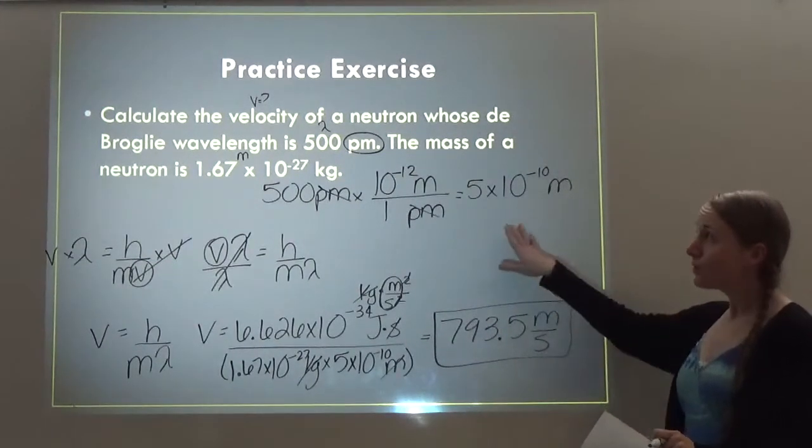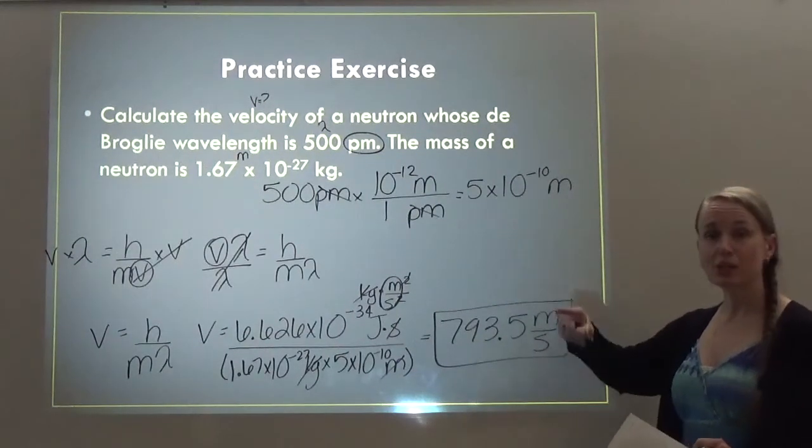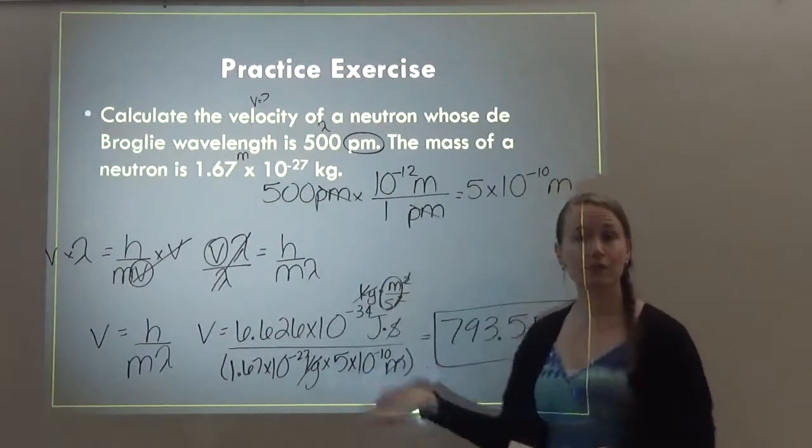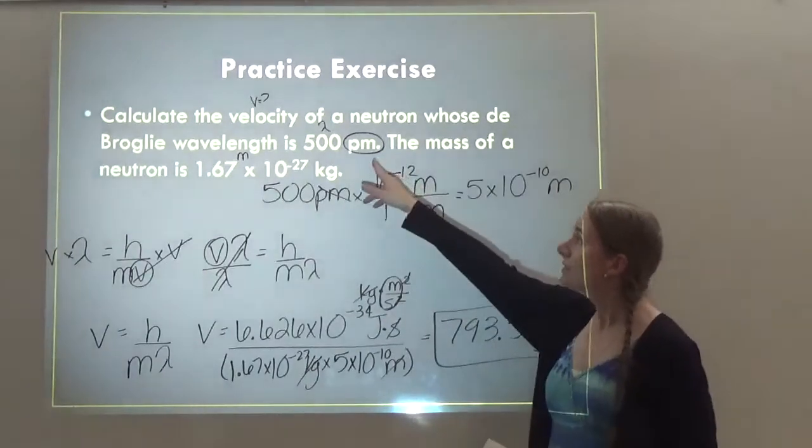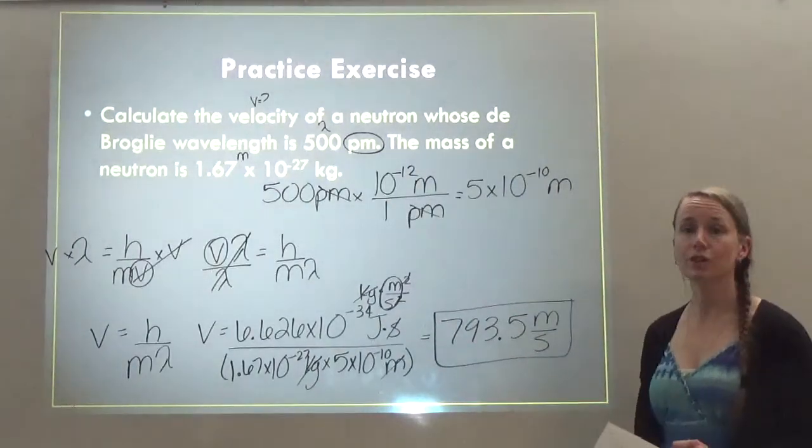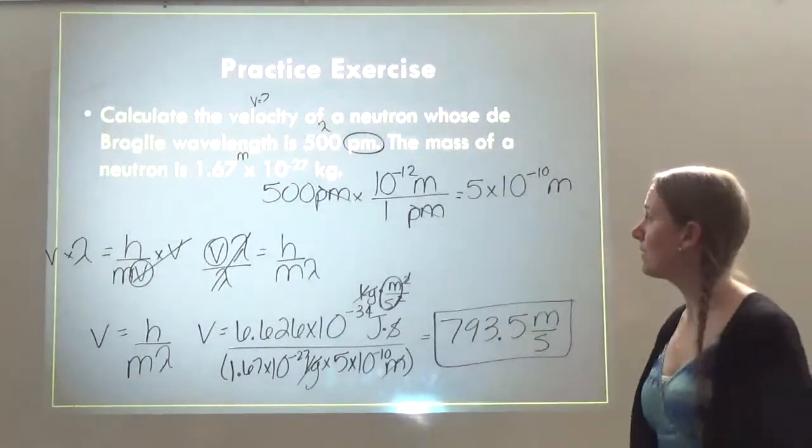All right, so for de Broglie, you just got to be careful. Make sure mass is in kilograms. Sometimes they'll give it to you in grams. Make sure wavelength is in meters. You just really have to check your units on that formula. That's about the only thing you have to watch out for.